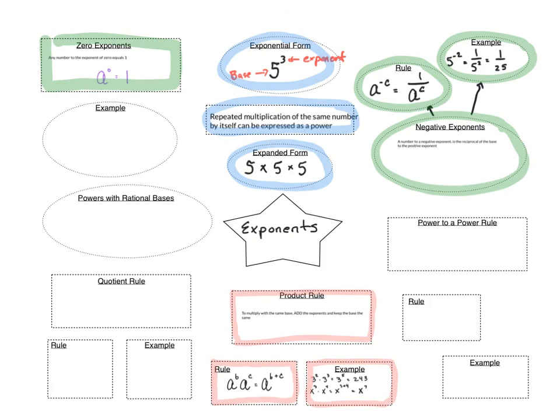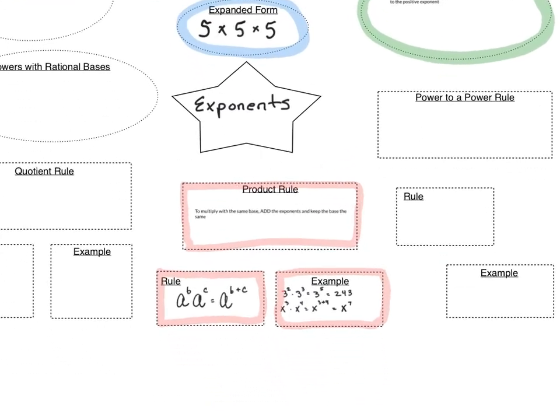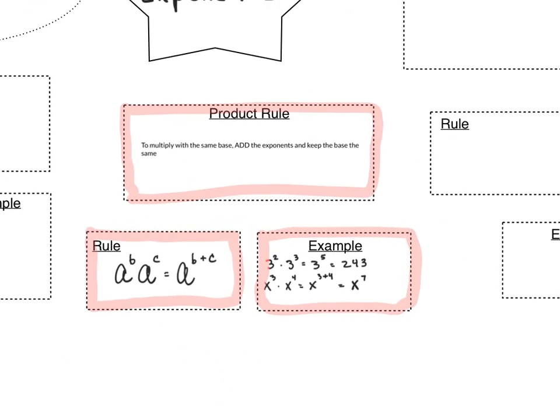Okay, to sum up some of our exponent rules, we did cover the zeros, exponential form, and the negative exponents, but the product rule, remember, when you multiply the same base, you add the exponents and keep the base the same. So this is looking here when we have A to the B times A to the C, that is A, the same base, and then we add the exponents, B plus C.